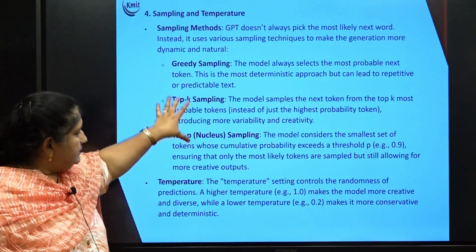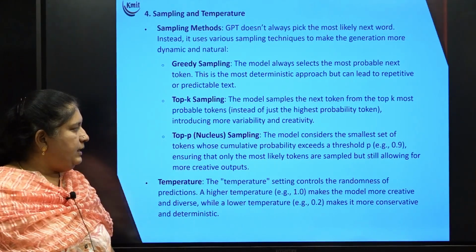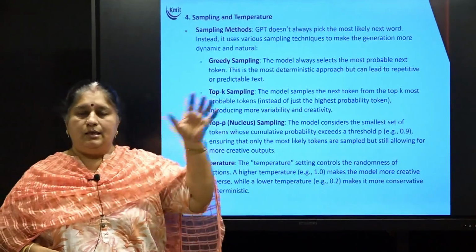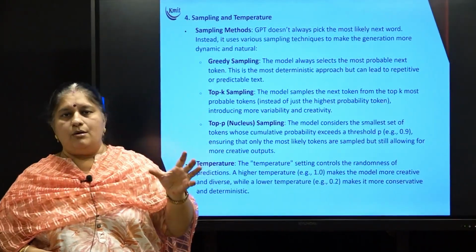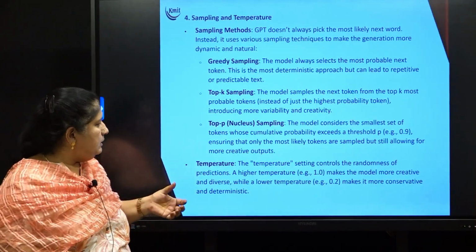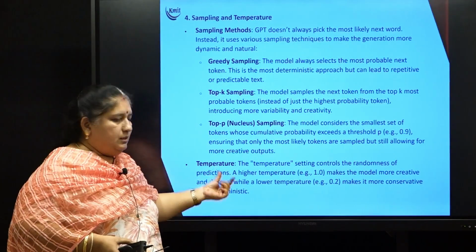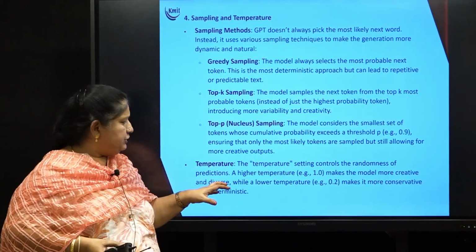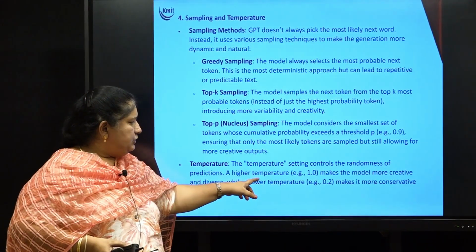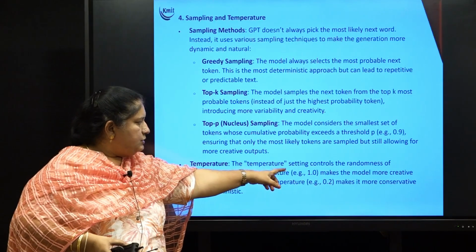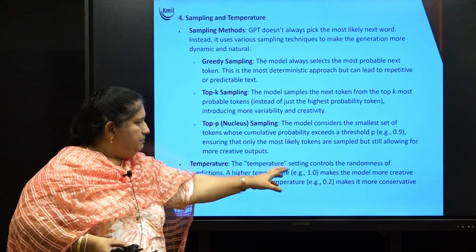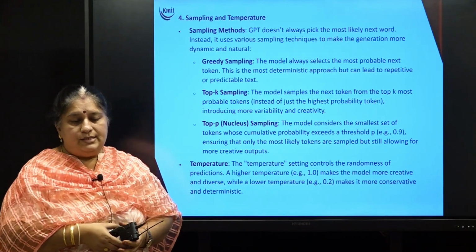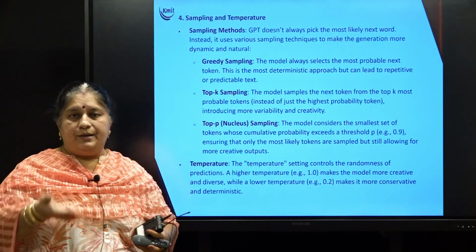Then after sampling, you should also specify temperature. Temperature does not literally mean the heat or the warmness in the environment. Temperature here is the level of randomness during prediction. A higher temperature, that is approximately equal to 1, makes the model more creative and diverse. So, we say we have increased the temperature.